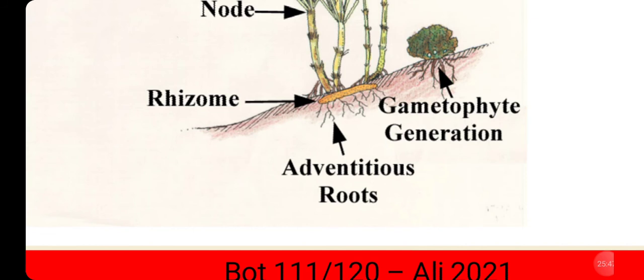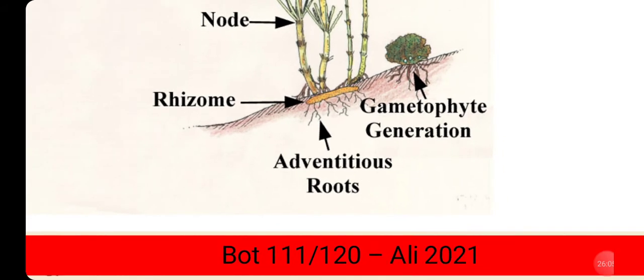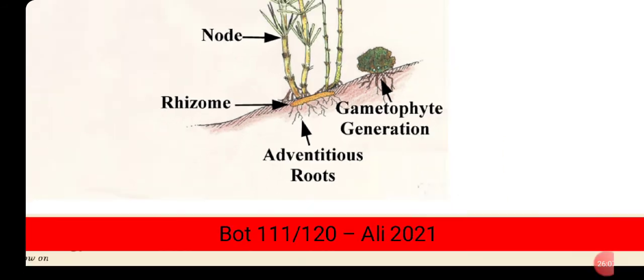This rhizome gives rise to the rhizoids. And now, these adventitious roots are what we call the rhizoids. The adventitious roots arise from the rhizome. And therefore, they do not have true roots, but they have the rhizome.